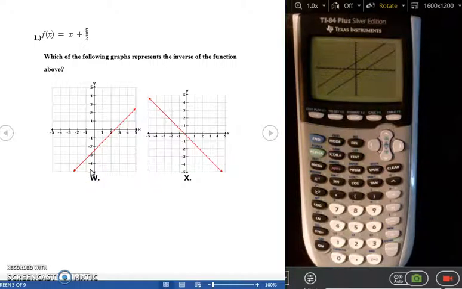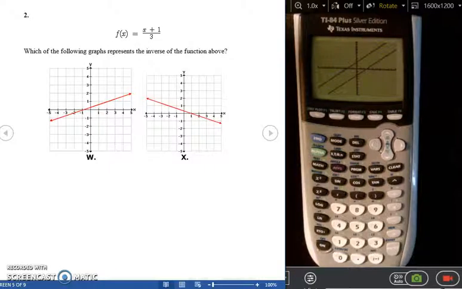So that's going to be my final answer for number 1. The next question I have is very similar. I'm just going to have to go back into y equals and clear out what I have in y1. I'm going to have to type in my new function here.